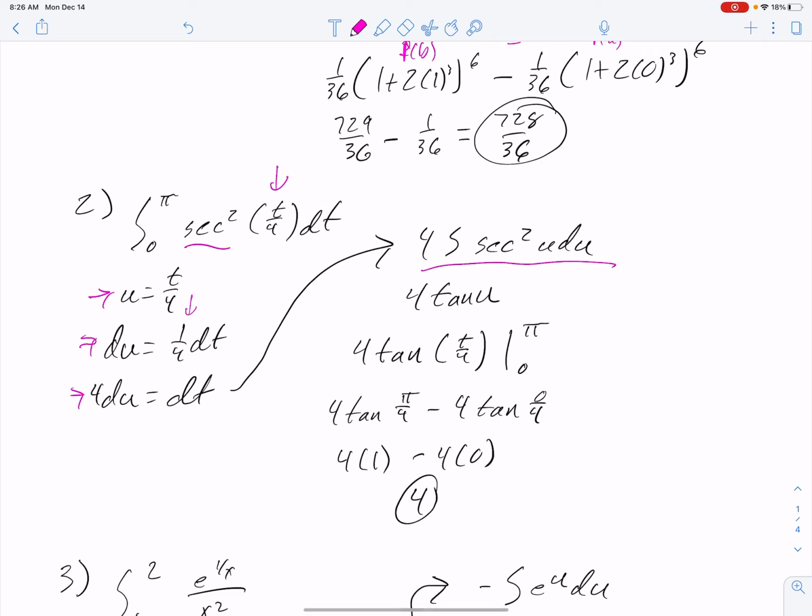Rewrite my integral. Now this is a transcendental, so I just need to remember that the antiderivative of secant squared is tangent. Substitute back in, do f of b minus f of a, and my final answer is 4.